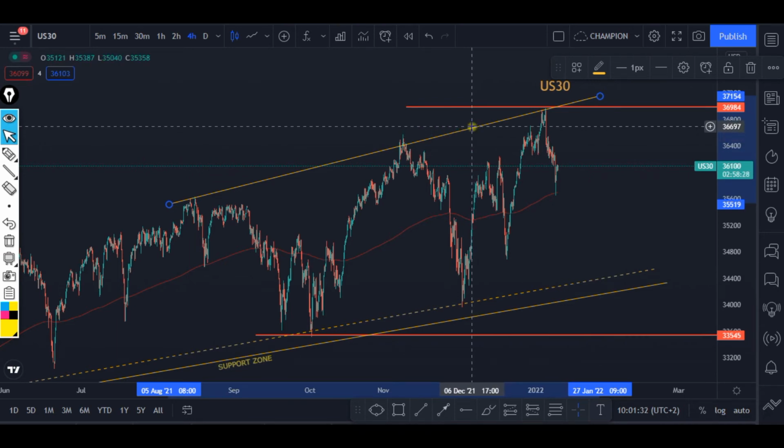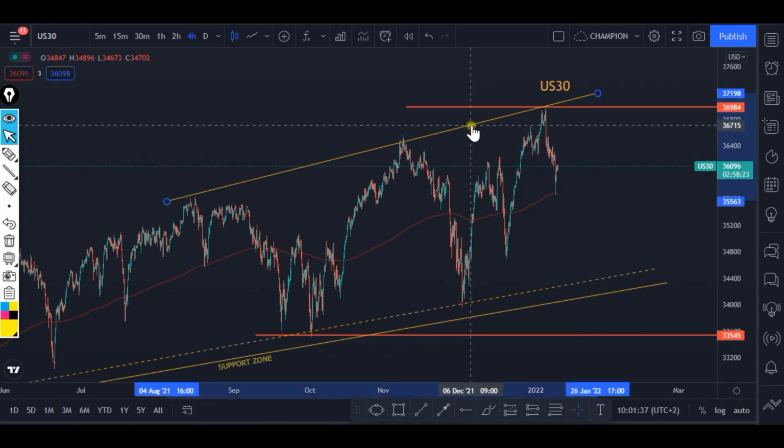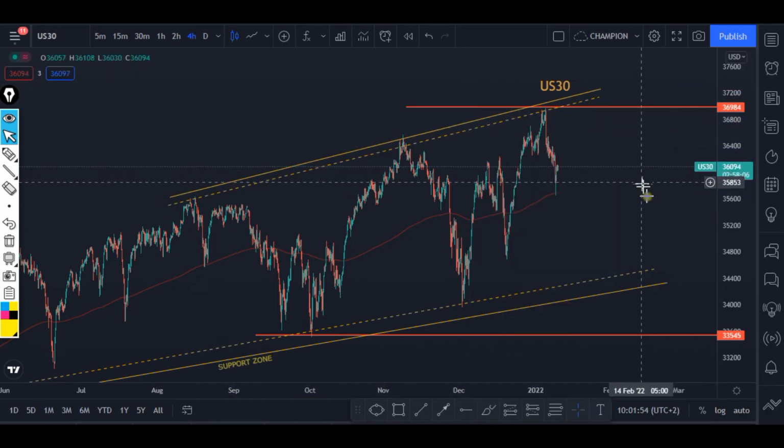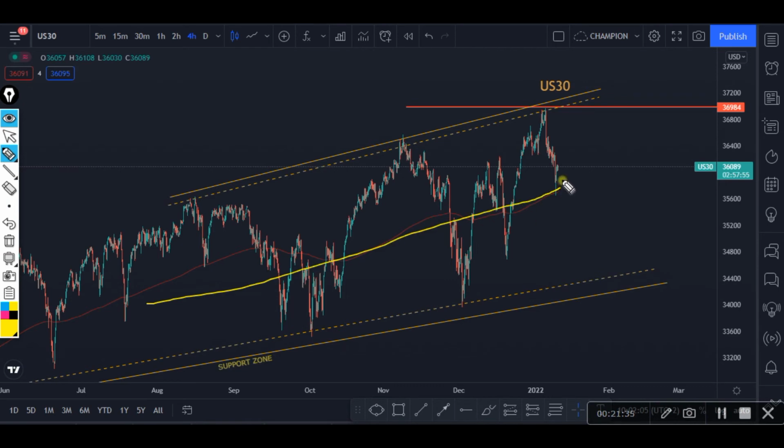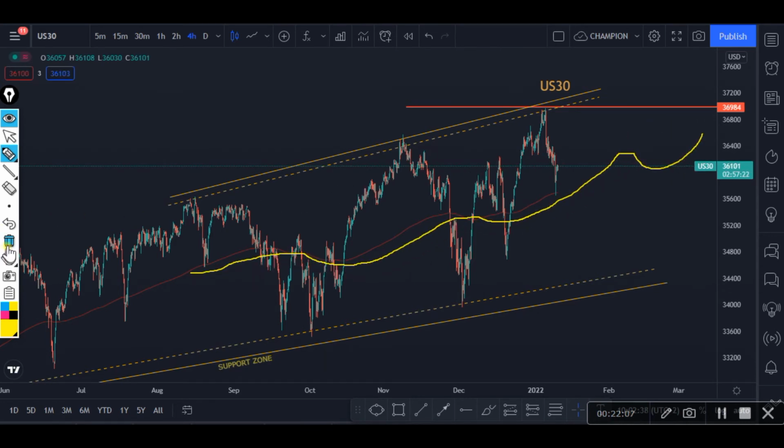I will also create double lines for the top resistance. There we go. Yeah, guys, I hope you are able to see this trend line. This is our overall trend line. We are on the uptrend. That's our 200 moving average. I'm using it just to get a good idea of where the market is going, because you can see this market is on the uptrend.